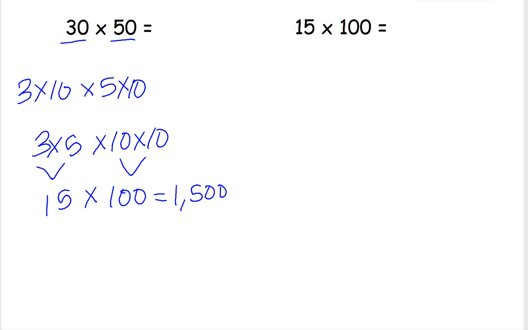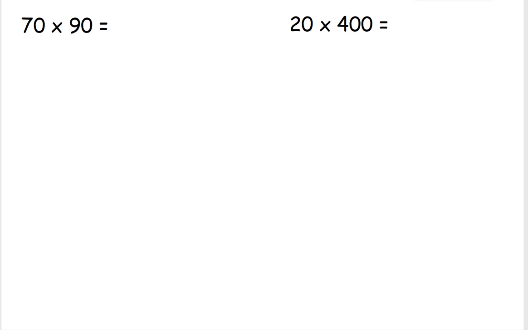Okay. So, what do you notice about the number of zeros in my problem and the number of zeros in the answer? Well, if you look, I have 2 zeros in my problem, and there are 2 zeros in the answer. Okay? So 15 times 100 was the 1,500.